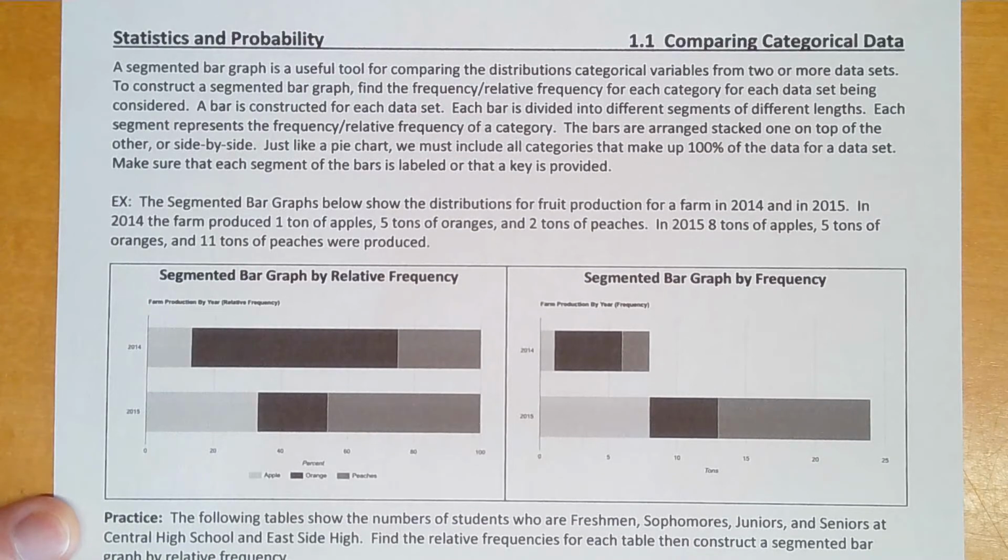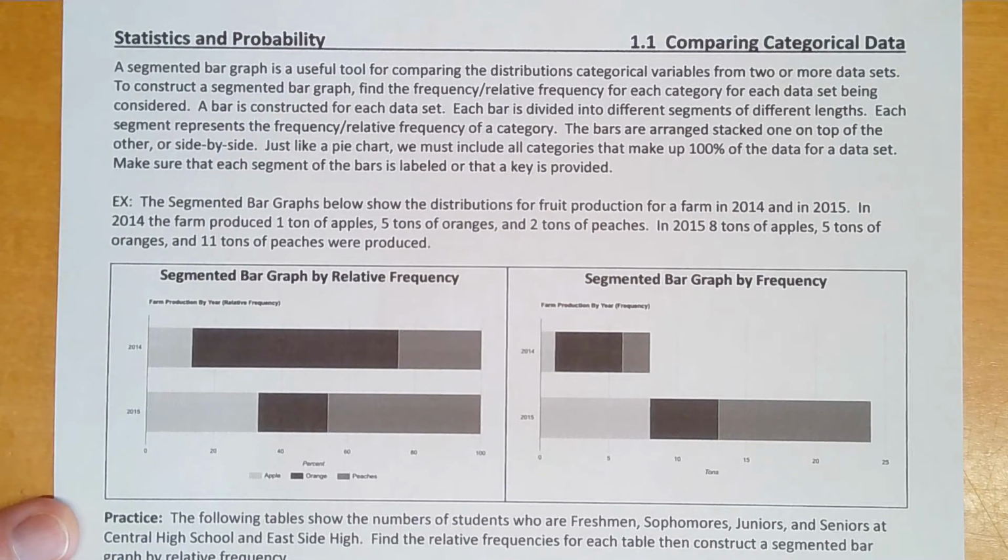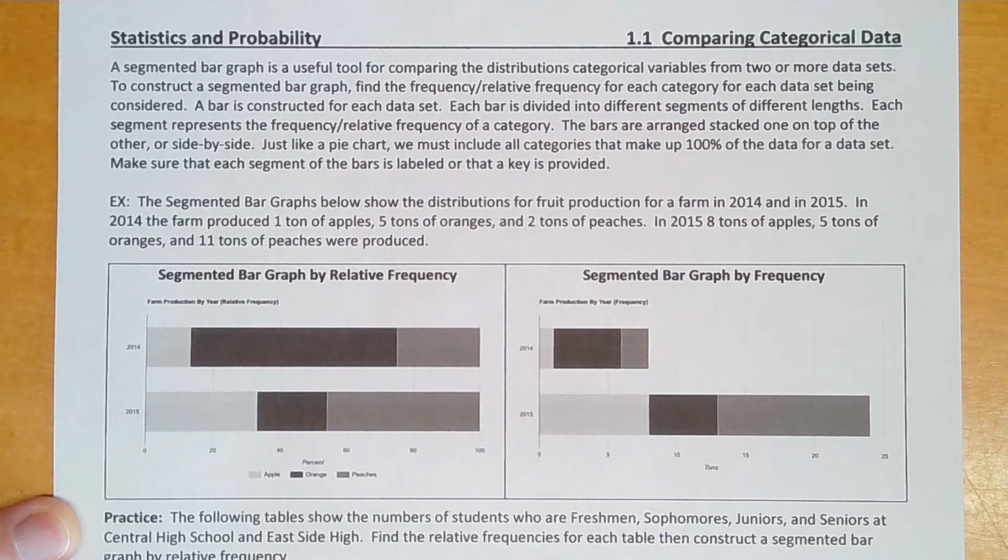So a segmented bar graph is a useful tool for comparing the distributions of categorical variables from two or more data sets. To construct a segmented bar graph, we're going to first find the frequency or relative frequency for each category for each data set being considered. A bar is constructed for each data set, right? You can see down here I have a bar for each data set. We'll get into this in a little bit.